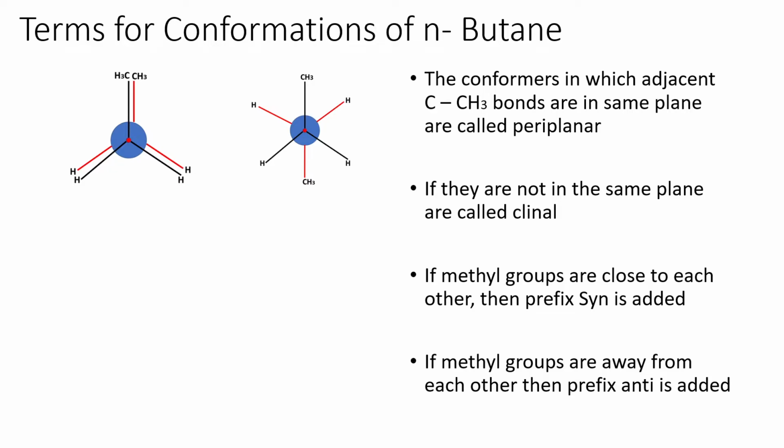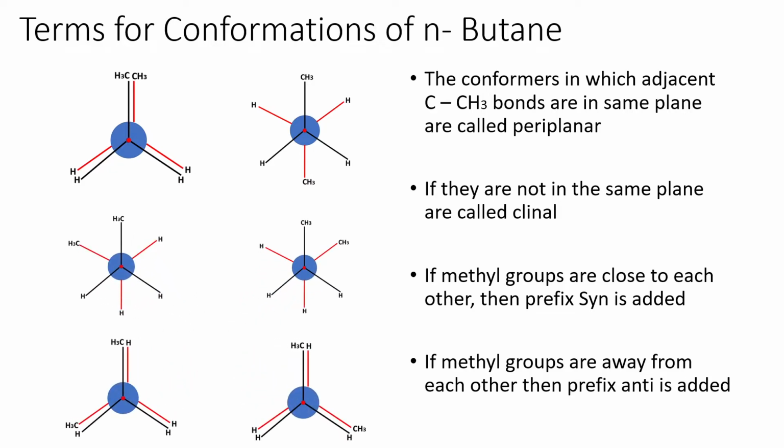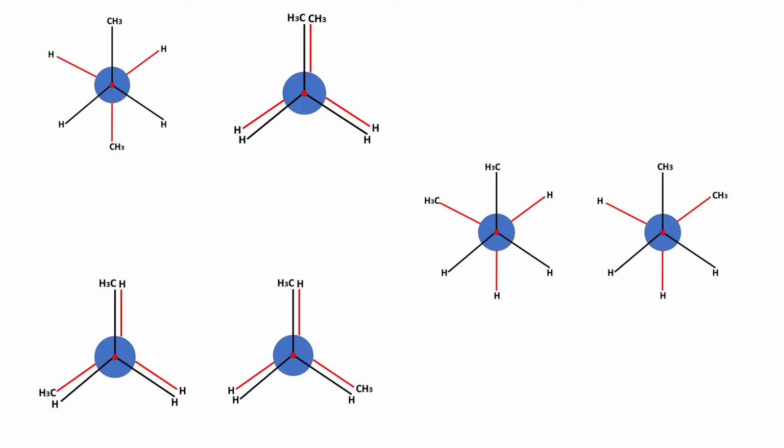And the remaining four conformations, where the adjacent C-CH3 bonds are not in the same plane, will be termed clinal. Also, if methyl groups are close to each other, then we use the prefix syn, and if methyl groups are away from each other, then the prefix anti is used. Now, with this knowledge, we'll try to name each of the conformations.